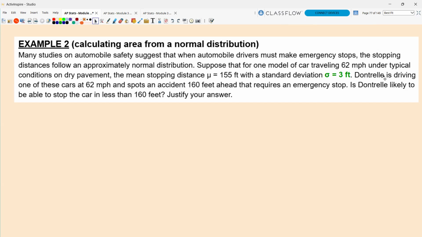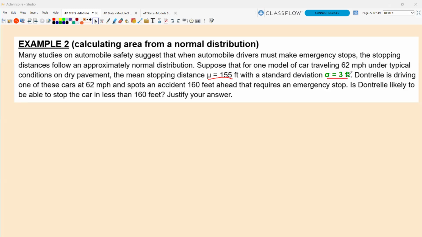Dontrell is driving one of these cars at 62 miles per hour and spots an accident 160 feet ahead that requires an emergency stop. Is Dontrell likely to be able to stop the car in less than 160 feet? Justify your answer. That's a lot to pursue, so let's go through and see if we can mark a few things that we're given.